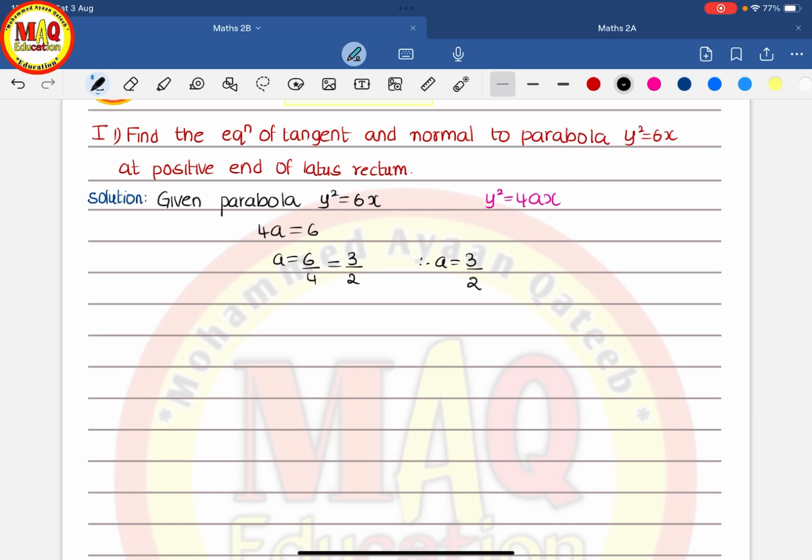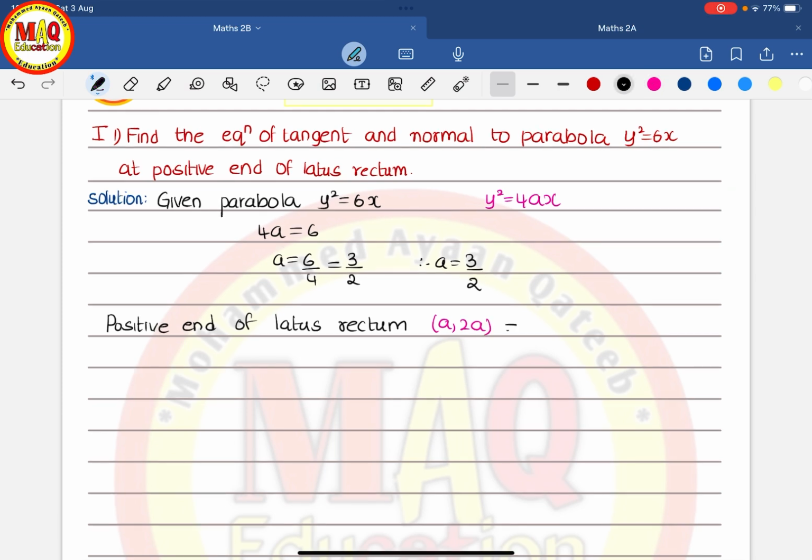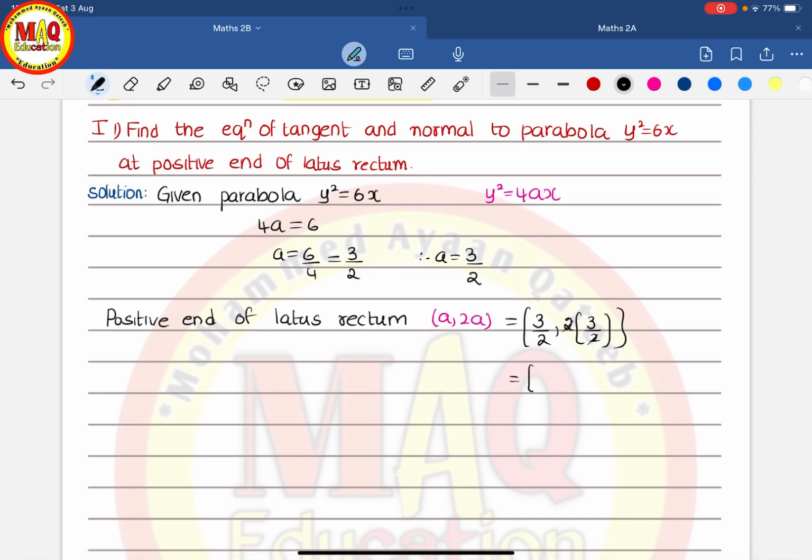In the question, given that positive end of latus rectum. Since we know that positive end of latus rectum is (a, 2a), positive given, that's why. Okay. So here a value is 3 by 2, comma 2 into a value 3 by 2. Here 2 gets cancelled. So positive end of latus rectum is 3 by 2 comma 3. That is x1 comma y1. Okay.